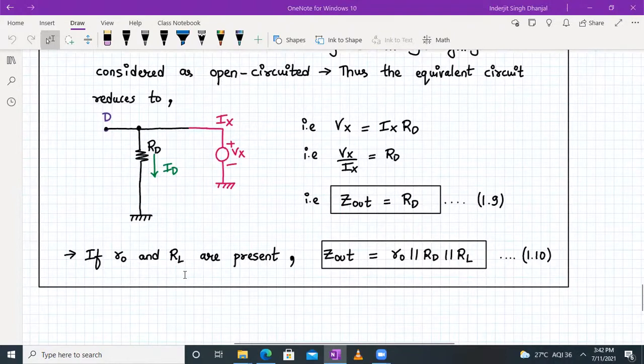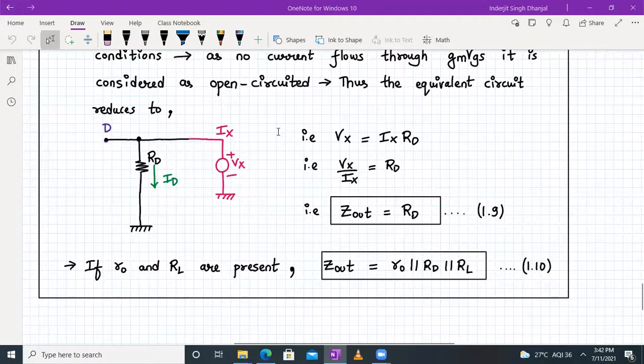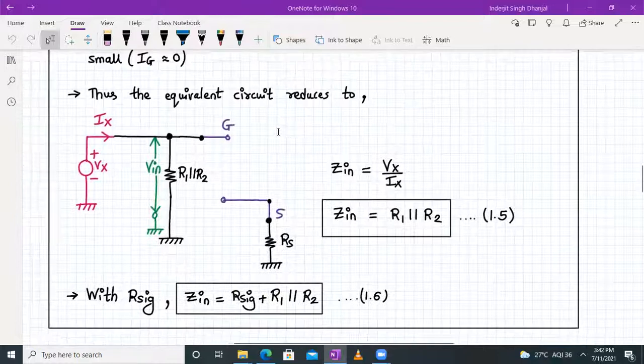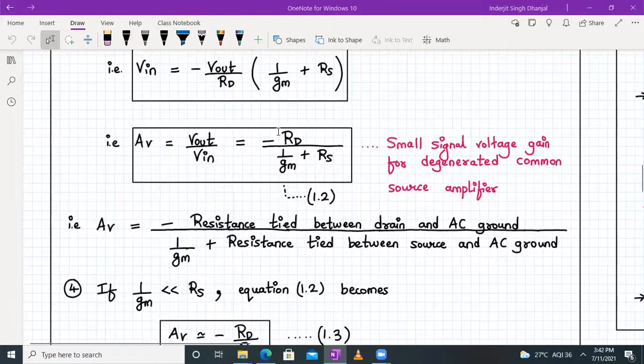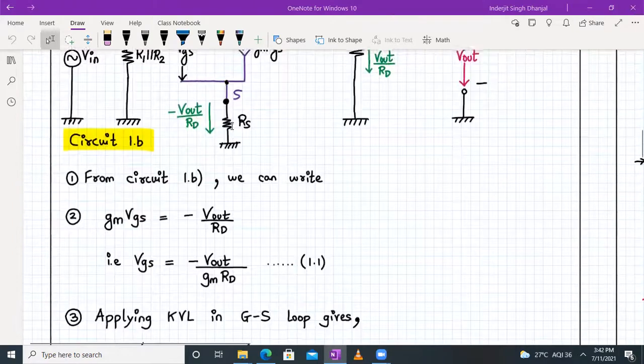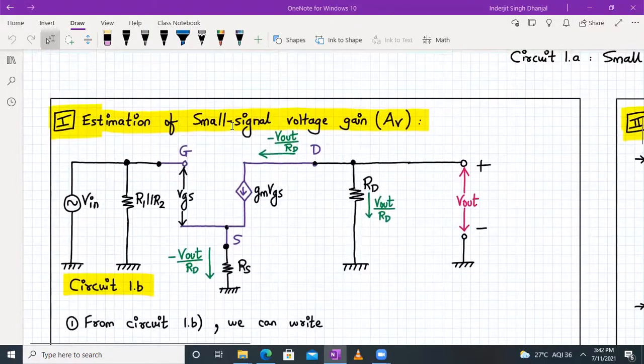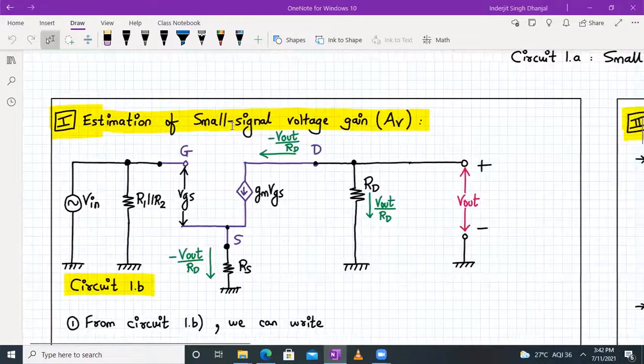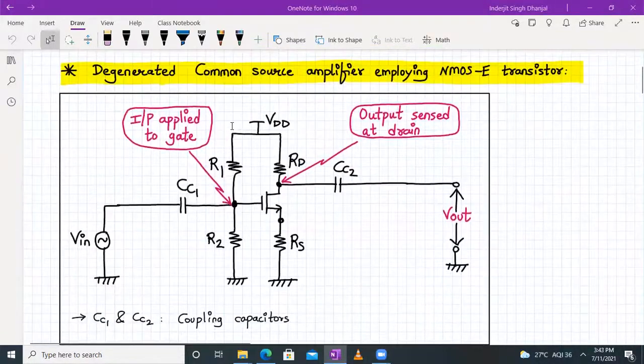And now if small ro and RL are present, your output impedance will be equal to small ro parallel to RD parallel to RL. So in this way, we can estimate the expression of output impedance, the input impedance and the small signal voltage gain for a degenerated common source amplifier. First we started by drawing the small signal equivalent circuit. Then we estimated the small signal voltage gain and then the input impedance and the output impedance for a degenerated common source amplifier employing an N-channel MOSFET enhancement type.